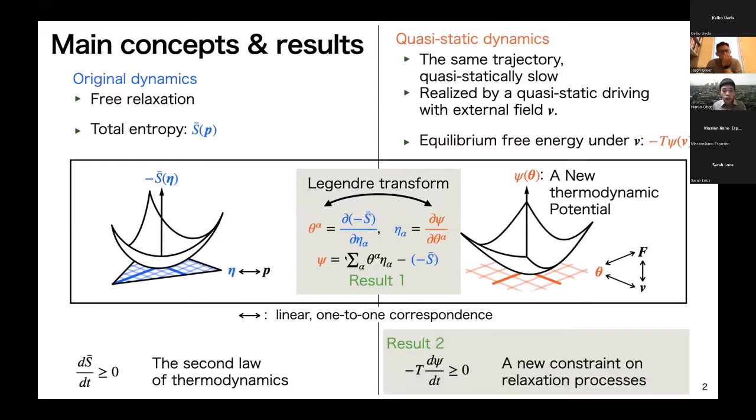In addition, we have another result. Both functions are monotonically increasing along the trajectories. So this property for the total entropy is just the second law of thermodynamics, but on the other hand, that for psi gives a new constraint on the time trajectory. So this states that in the quasi-static dynamics, we always need to inject positive work to mimic the original trajectory.